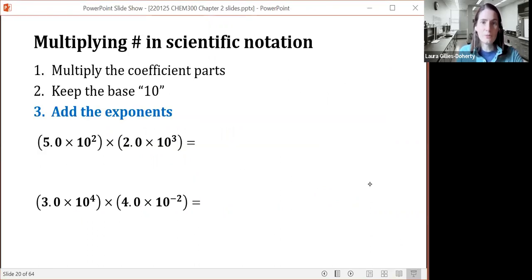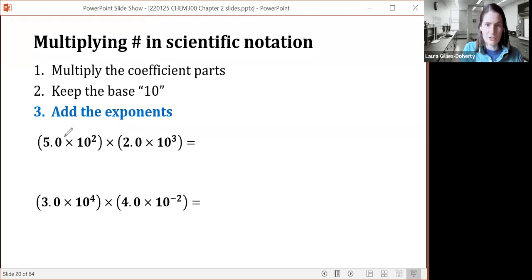Okay, so when you multiply numbers that are in scientific notation, I think it's a little bit easier actually than the addition and subtraction stuff. What you're going to do is you multiply the coefficient parts just like you would multiply regular numbers. You keep the base 10, and then you're going to add the exponents.